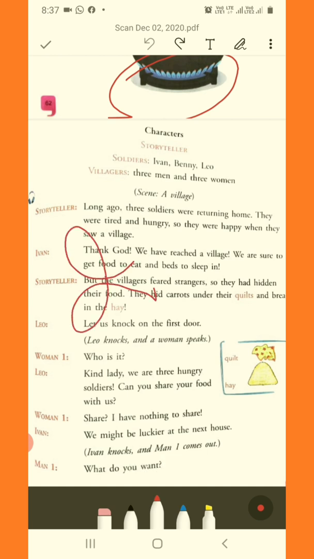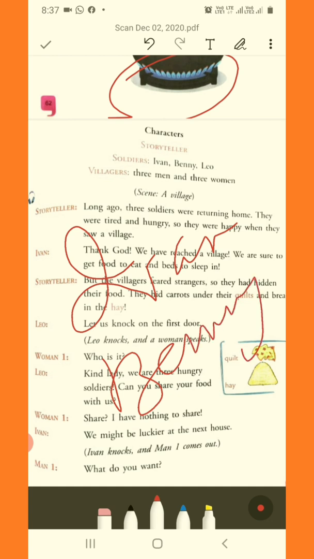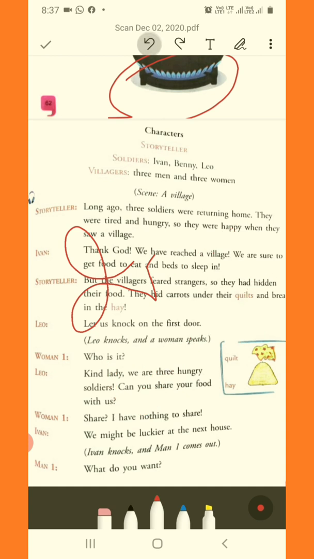What are the names of the soldiers? They are Ivan, Benny, and Leo. Right? And villagers. There will be a few villagers, 3 men and 3 women. Okay. And the first scene is in the village. It's like a drama. So let's see.